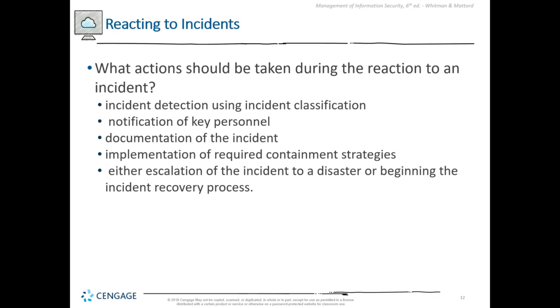The next action is either escalation of the incident to a disaster or beginning the incident recovery process. So, if an incident increases in scope or severity to the point that the IRP team can't adequately contain the incident, each organization is going to have to determine during the business impact analysis at what point the impact becomes a disaster. They also must document when to involve outside responders, such as law enforcement.